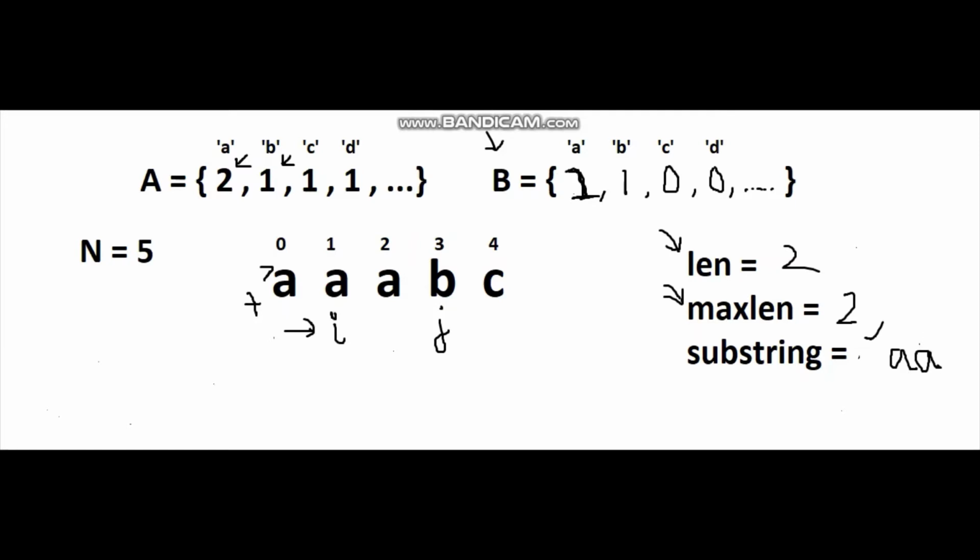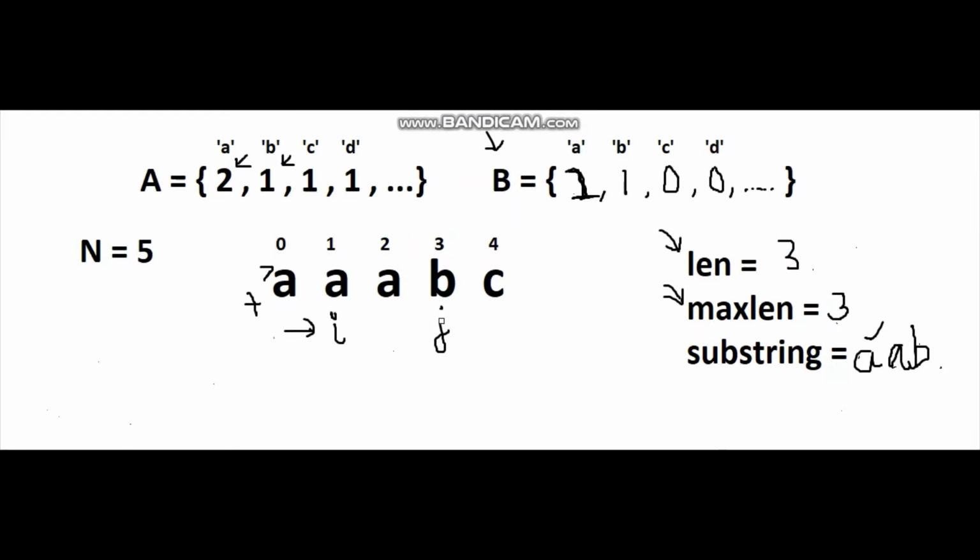So AAB is a new substring, and now you can see the substring length is 3. So we got a new length and a new max length as well. So we got a substring of length 3 in our case.